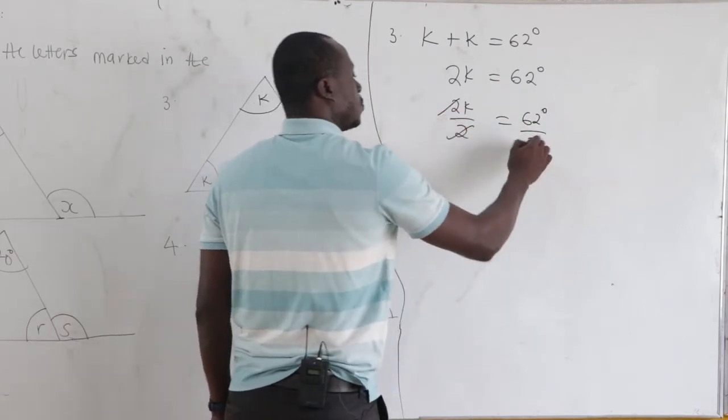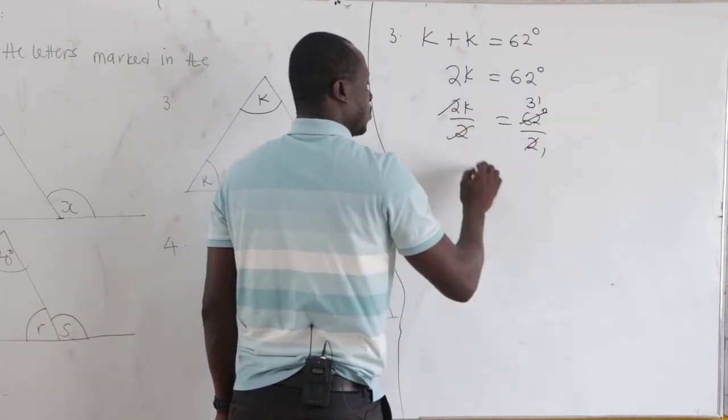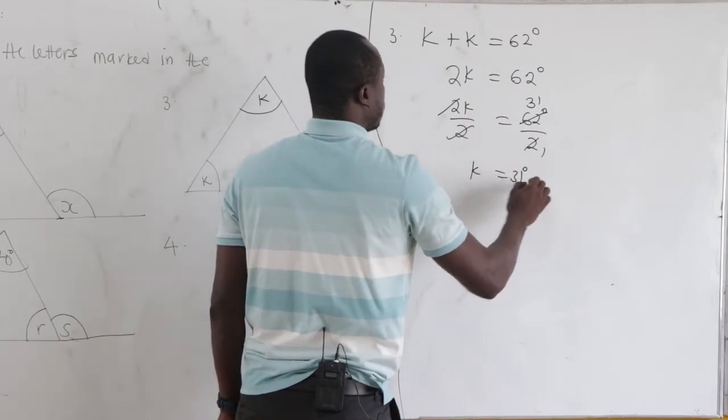This is cancelling out that 2. Go here, 1, 2 go here. That is 31, so you have our K to be equal to 31 degrees.